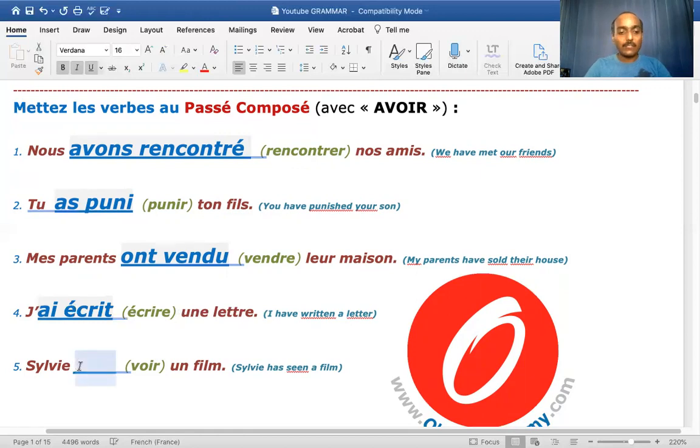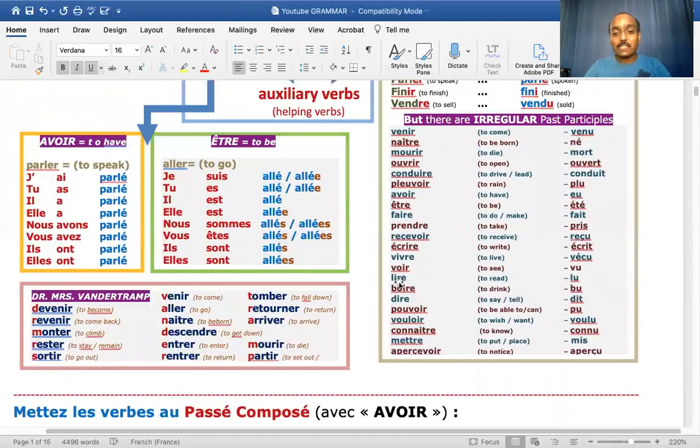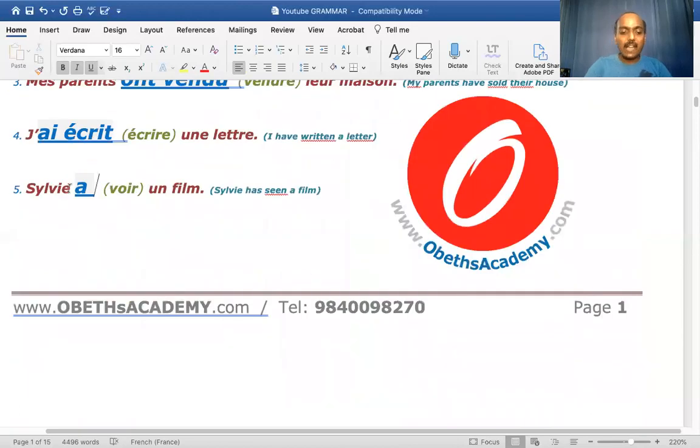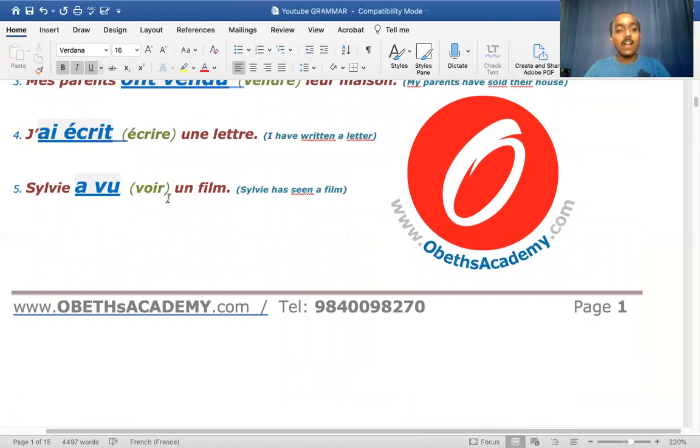The last one, the verb is voir. The subject noun is Sylvie. The equivalent subject pronoun for Sylvie is elle. So your avoir conjugation is a. But for the verb voir, you have an irregular past participle. You can't remove ir and put i, like how we do for finir and punir. But for voir, you have a special past participle, and that is vu. So we put Sylvie a vu un film. Sylvie has seen a film.